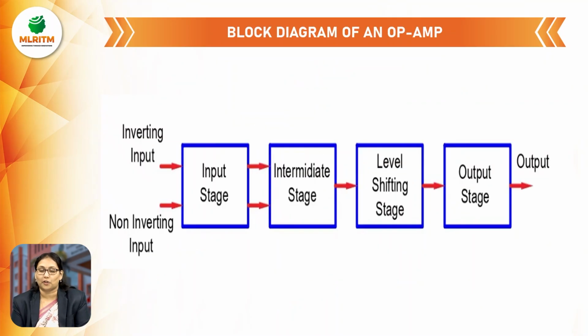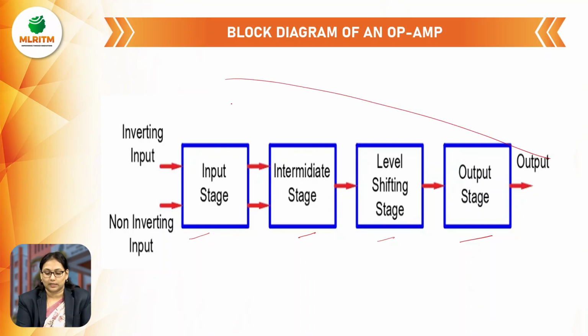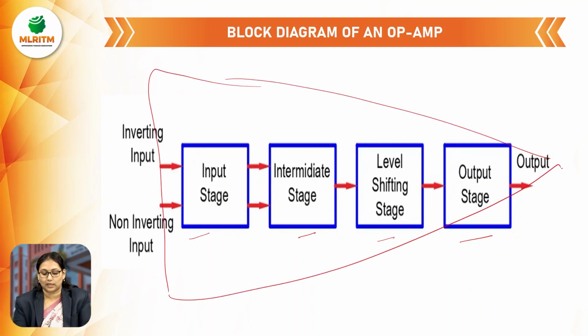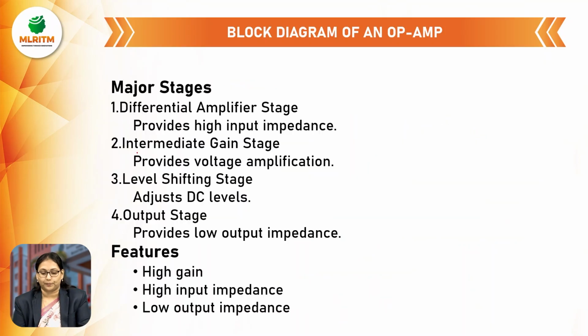Next, coming to the block diagram of the operational amplifier. The operational amplifier consists of 4 blocks internally: the input stage, intermediate stage, level shifting stage, and the output stage. For the input stage, we have 2 inputs, inverting input and non-inverting input. After the input stage comes the intermediate stage, then the level shifting stage, and then the output stage, where we have the output. So the total system comes under the operational amplifier.